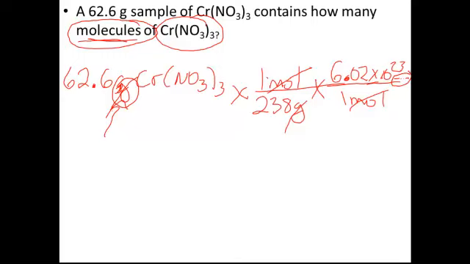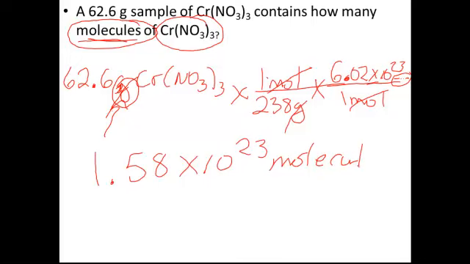So I'm going to go 62.6. I'm going to divide it by 238, and then I'm going to multiply by 6.02 exponent 23, and I get a final answer of 1.58 times 10 to the 23rd molecules of Cr(NO3)3. And that is my final answer for that one.